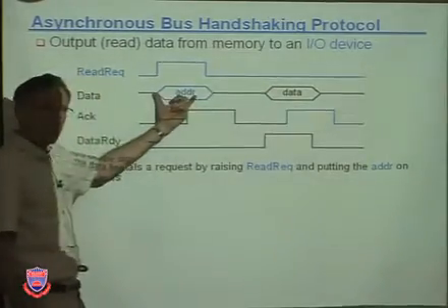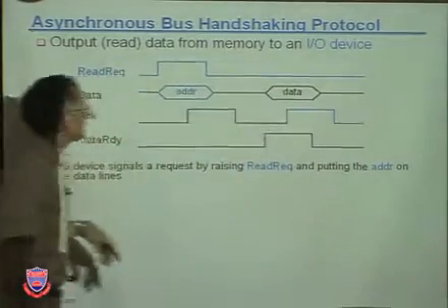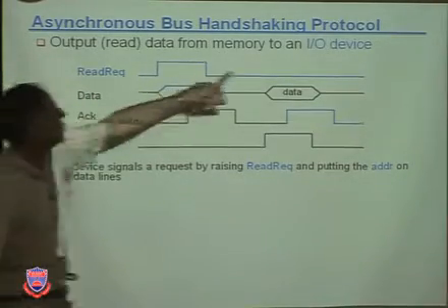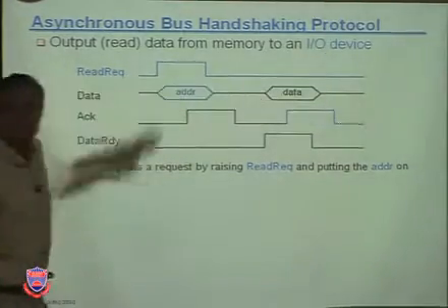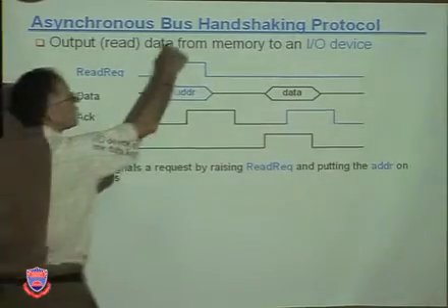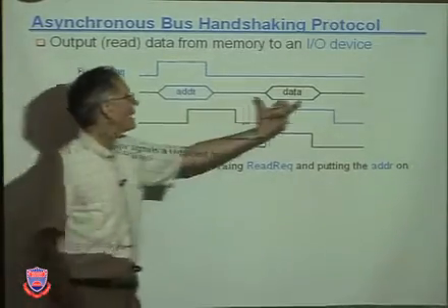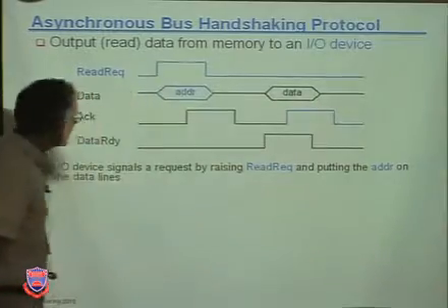So where do you want to read from? Okay, great, here comes the data. You can see that blue is the I/O device and black is the memory in this. So the I/O device says, hey, I want to read you. Here's the address I want to read from. The memory says, okay, great, we'll do it. Here's the data.